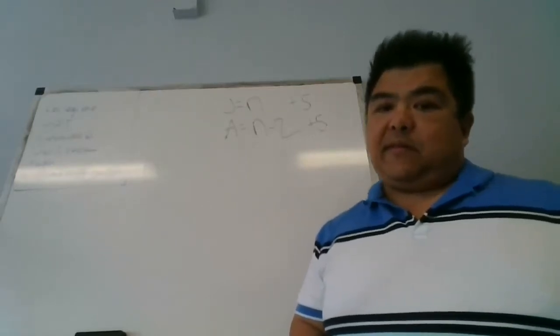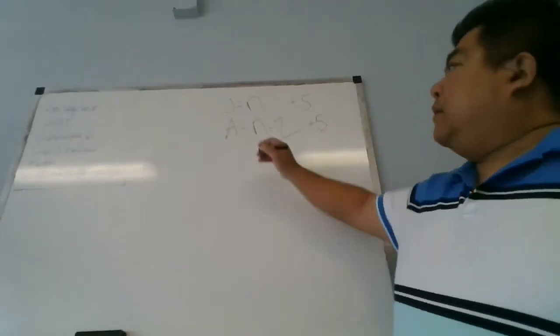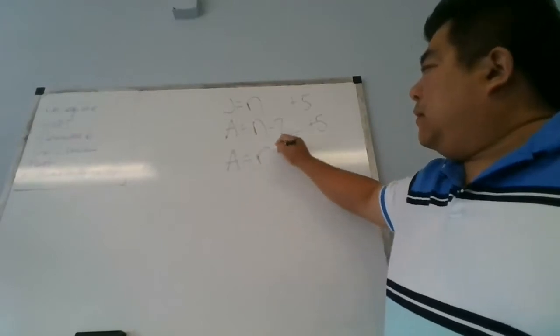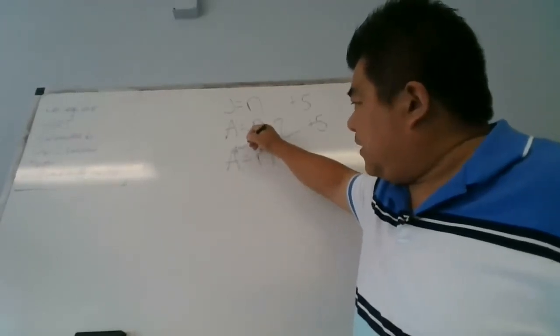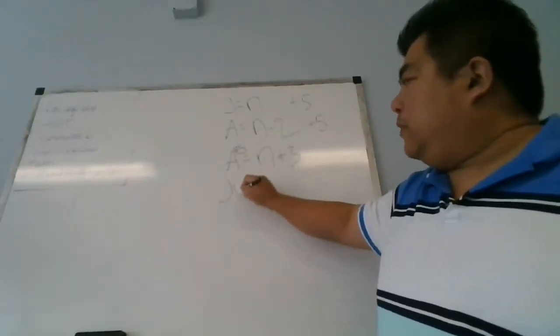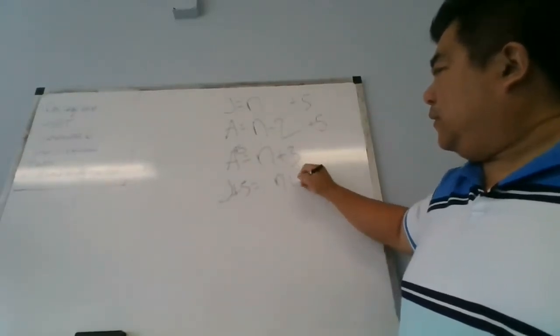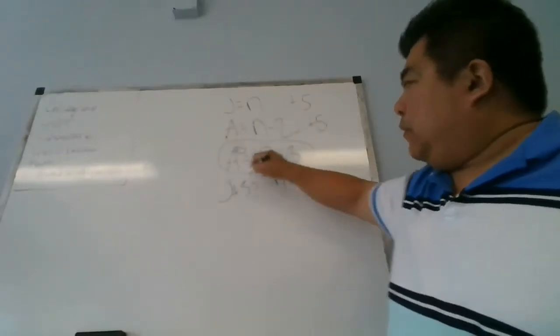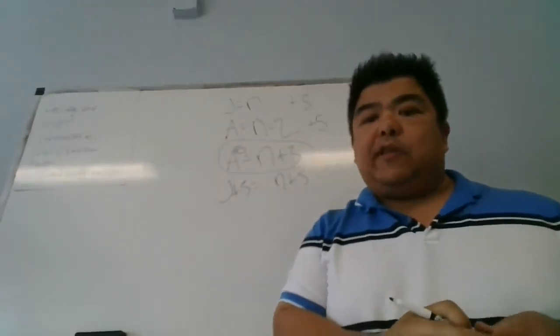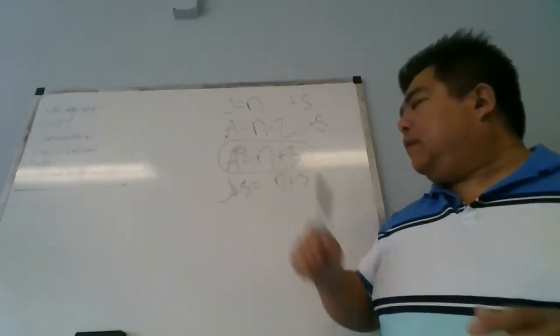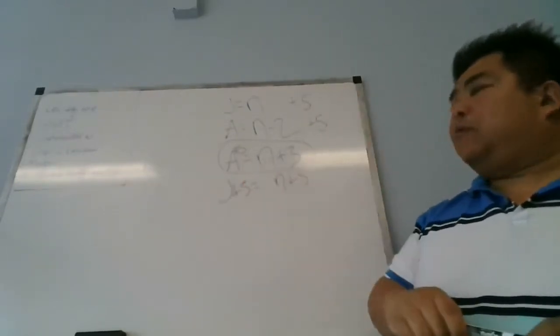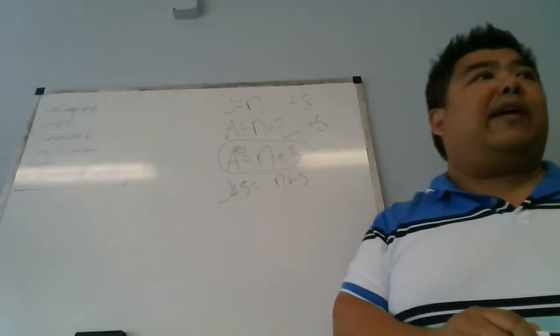Then Annie is A plus 5, and Jennifer is J plus 5. So J plus 5 is equal to N plus 5. But this is really what we're interested in, which is how old will Annie be in 5 years? A plus 5 equals N plus 3. Does everybody see how we got that?